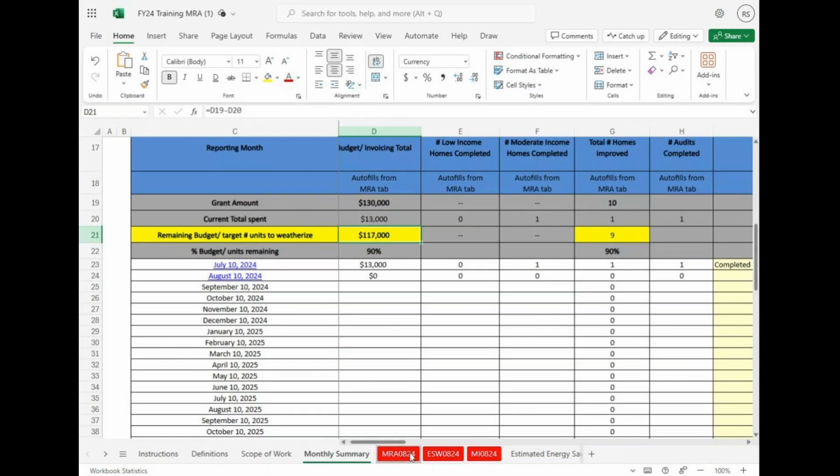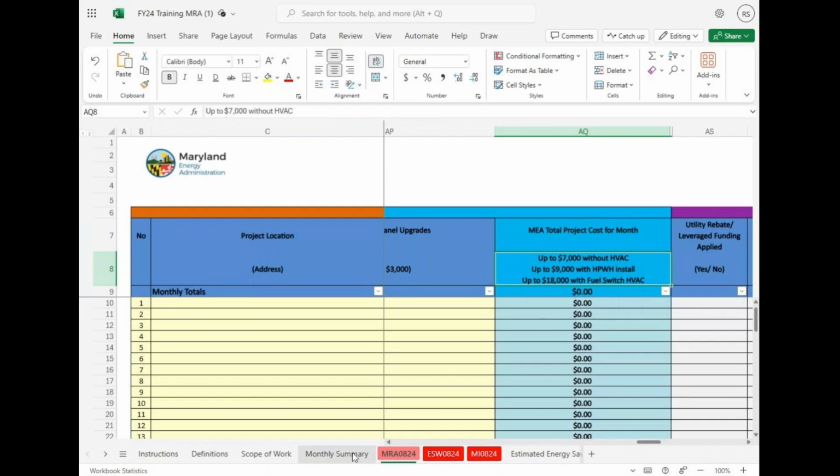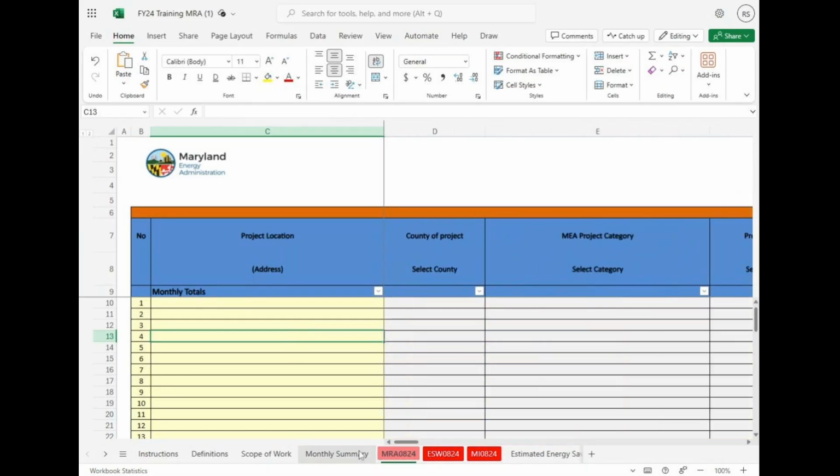So next we will go to the MRA tab. This is a very important tab for the grantees to fill out. As you can see, we have two different colors of columns here. So if you see a tan column, that is where you will type in the address of the building you completed. So each line is a different home.